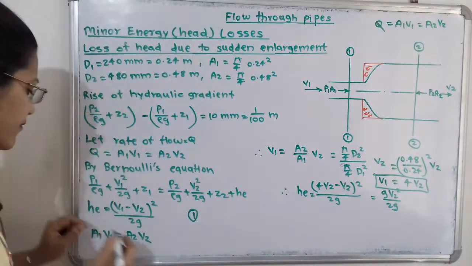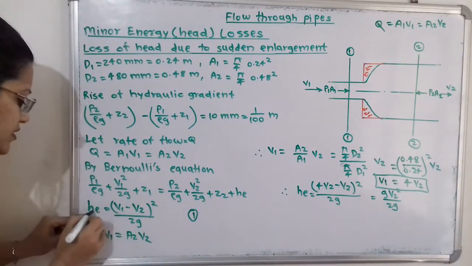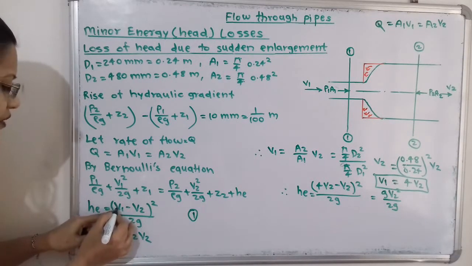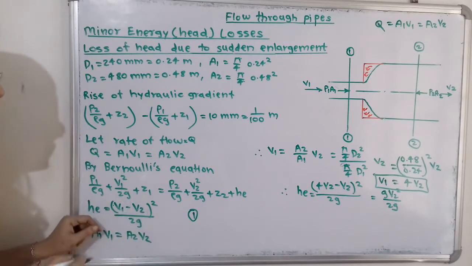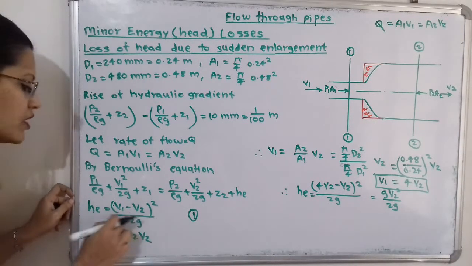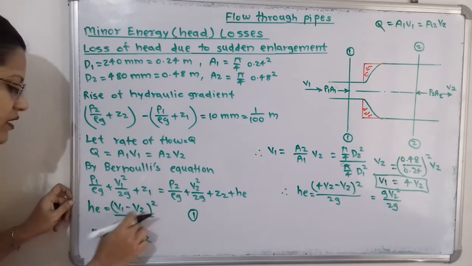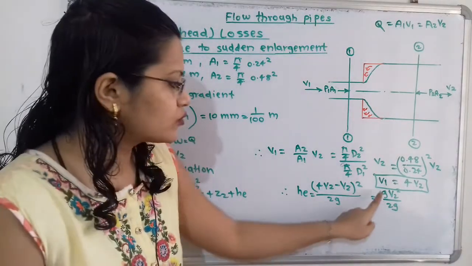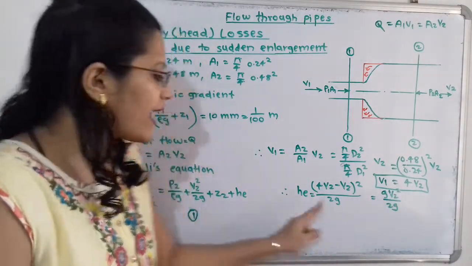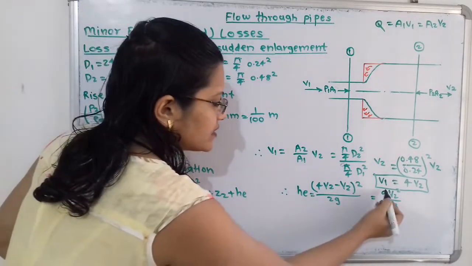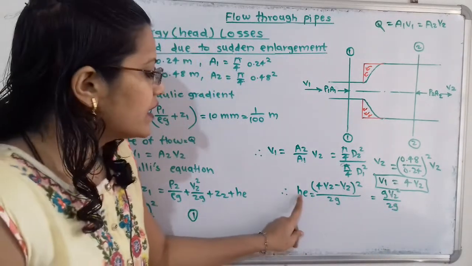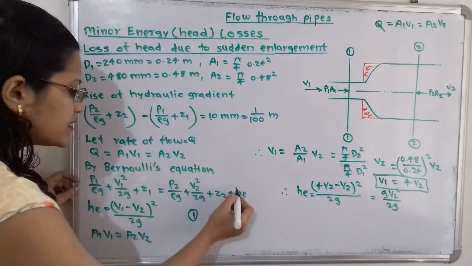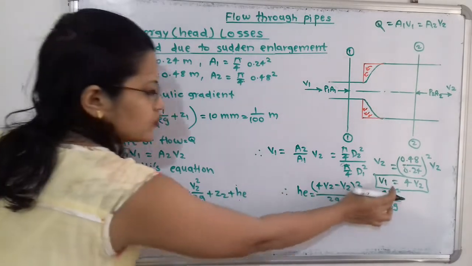So now if I observe this HE, that is the head loss due to sudden enlargement, I will put here the value of V1, that is 4V2 minus V2. So what is 4V2 minus V2? That is 3V2 bracket square divided by 2G. So 3V2 bracket square, that is 3 square is 9. So 9V2 square by 2G. So I can directly use HE in terms of V2, that is HE is equal to 9V2 square by 2G. So in this Bernoulli's equation, I will take HE in terms of V2.